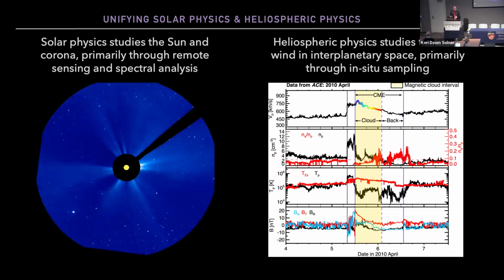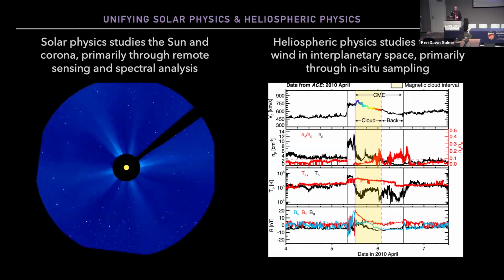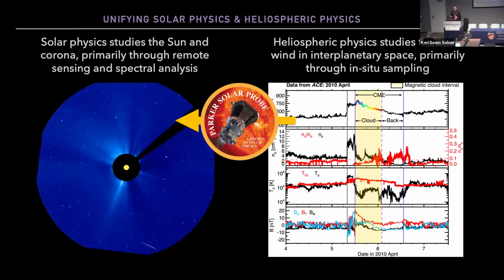Traditionally, on the left, we have a LASCO sequence that represents the sort of remote sensing aspect of solar physics. On the right, we have space physics typified by what I used to call a confusogram, but I now know better. That's a trace of many characteristics of the plasma as it washes over a spacecraft. And we're in an exciting time.